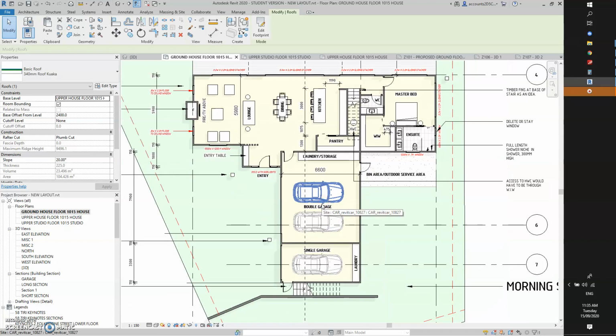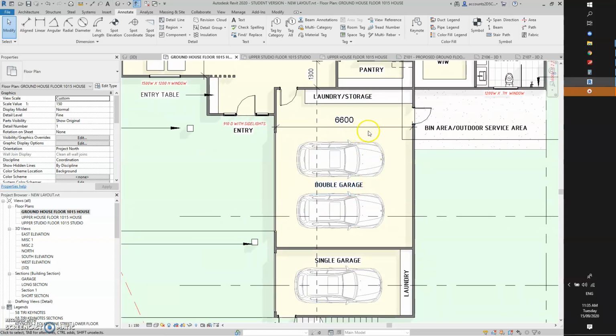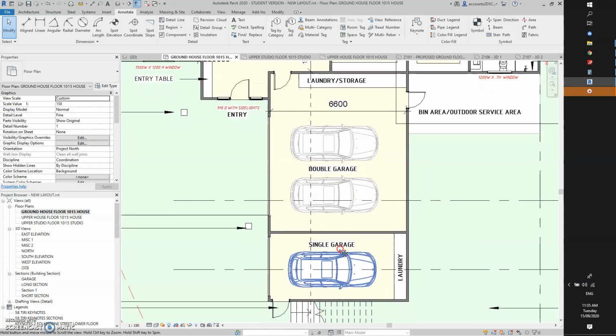Number two would be the garage, the garage door portal, and also the garage floor span, which above is the studio. So 6.6. So again, not too sure whether we should be splitting down the middle with the beam.